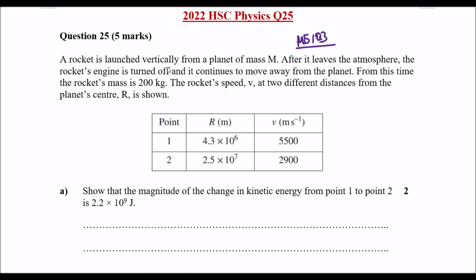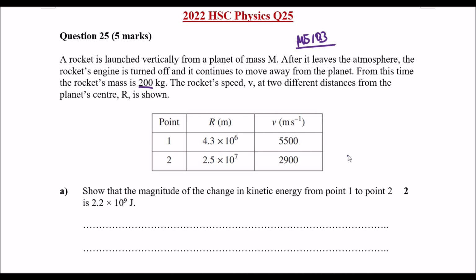We have a rocket that is launched vertically from a planet of mass m. After it leaves the atmosphere, the rocket's engine is turned off and it continues to move away from the planet. From this time, the rocket's mass is 200 kilograms. The rocket speed v at two different distances from the planet's center r is shown.